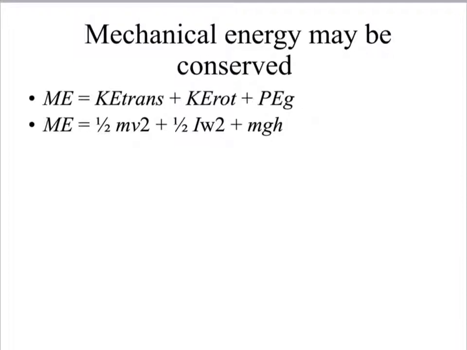And mechanical energy is conserved. Remember, mechanical energy is all of our energies, whether it's translational, rotational, or gravitational potential energy. All of these added together give us our total mechanical energy. And here, the second line just gives us those values with the equations rather than the expressions above it. So mechanical energy is conserved. Initial mechanical energy is going to equal the final mechanical energy.